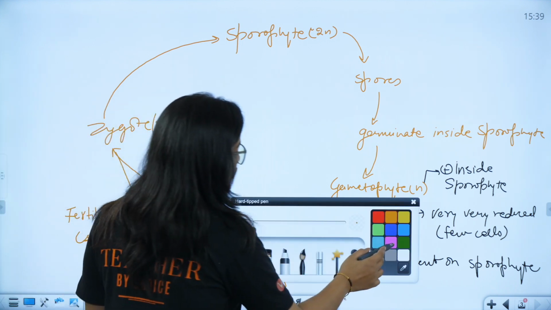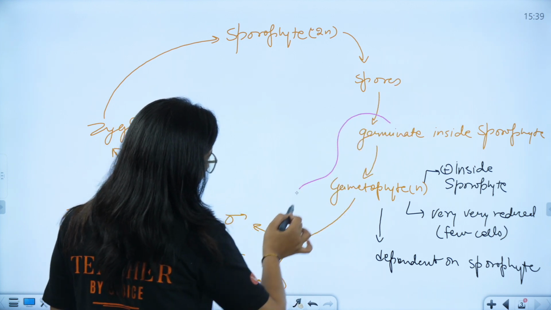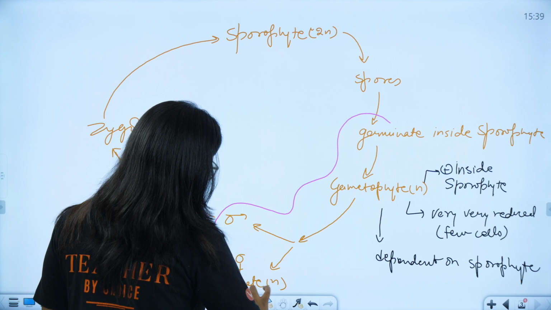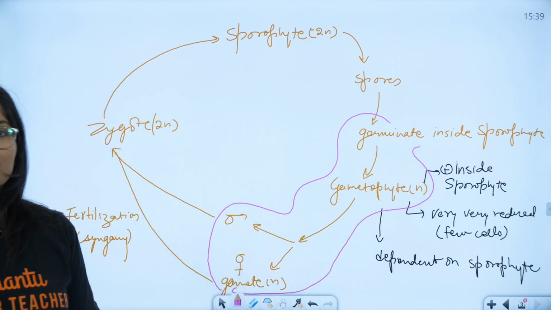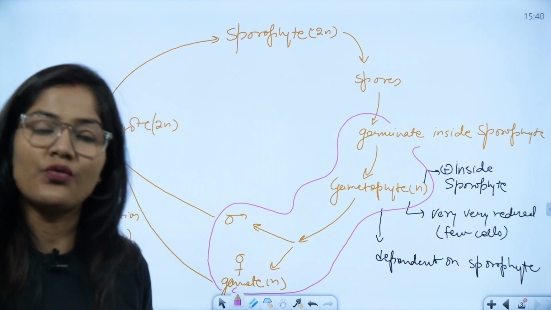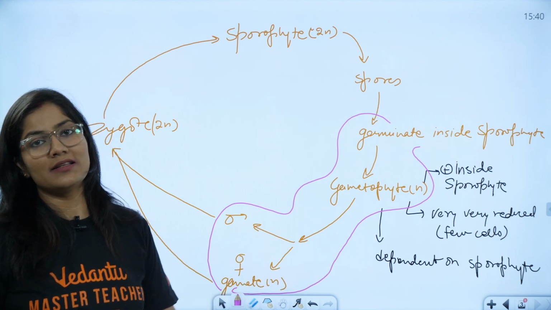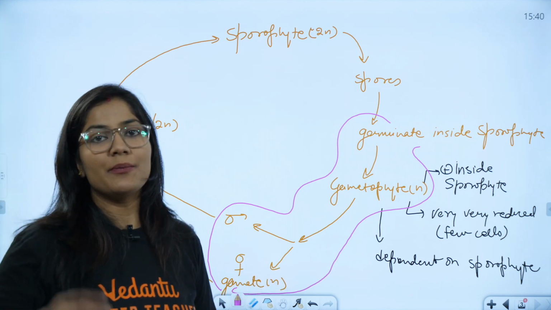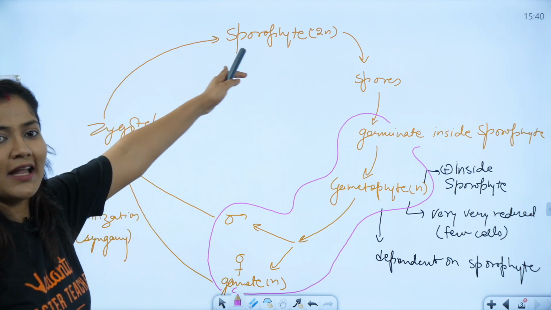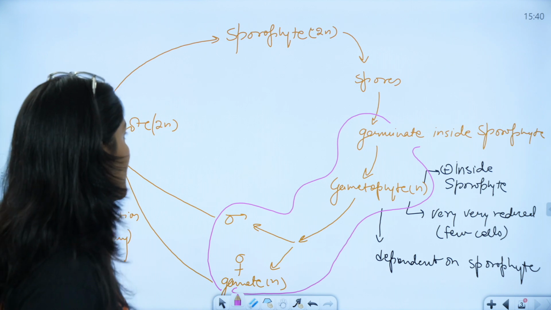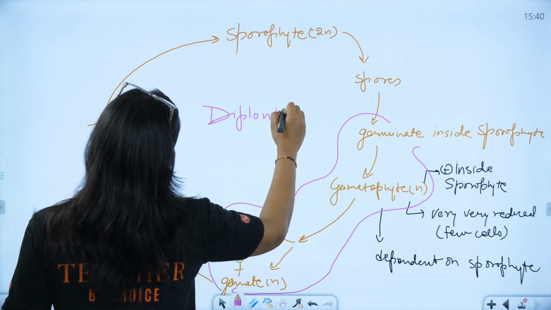So what exactly is going to happen in this condition? This entire development will occur inside your sporophyte. The germination of the spore, formation of the gametophyte, and the development of the gamete, everything will occur inside the sporophyte. Finally, the gametes that are produced will undergo fertilization, resulting in formation of the zygote, and there will be formation of your sporophyte. So this kind of life cycle is known as Diplontic life cycle.